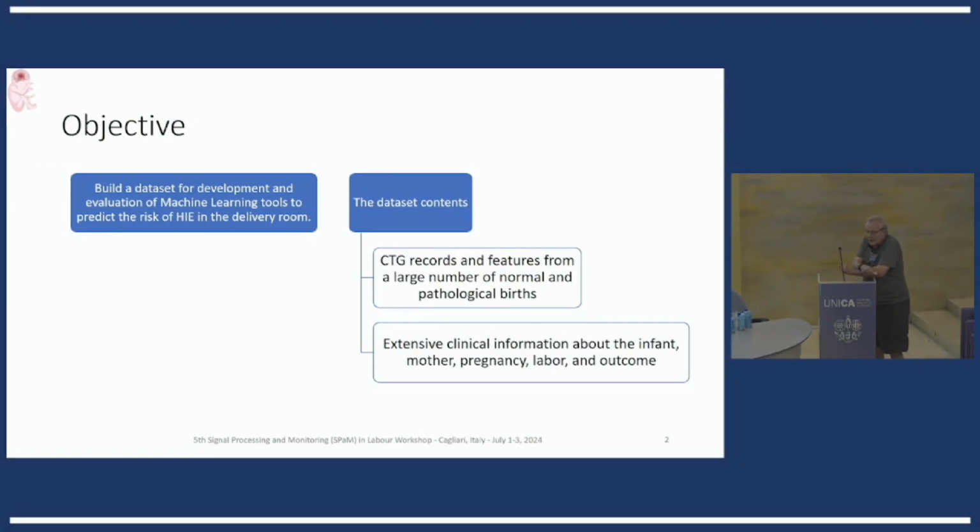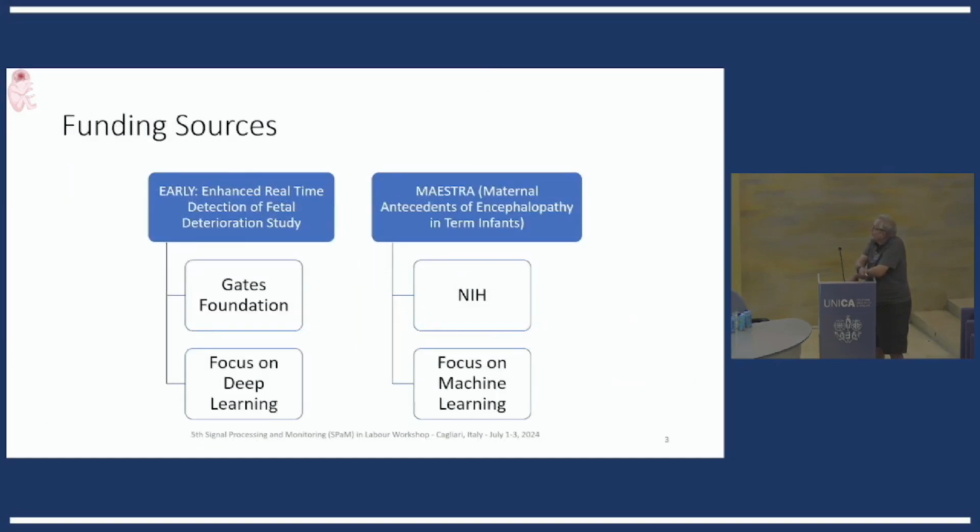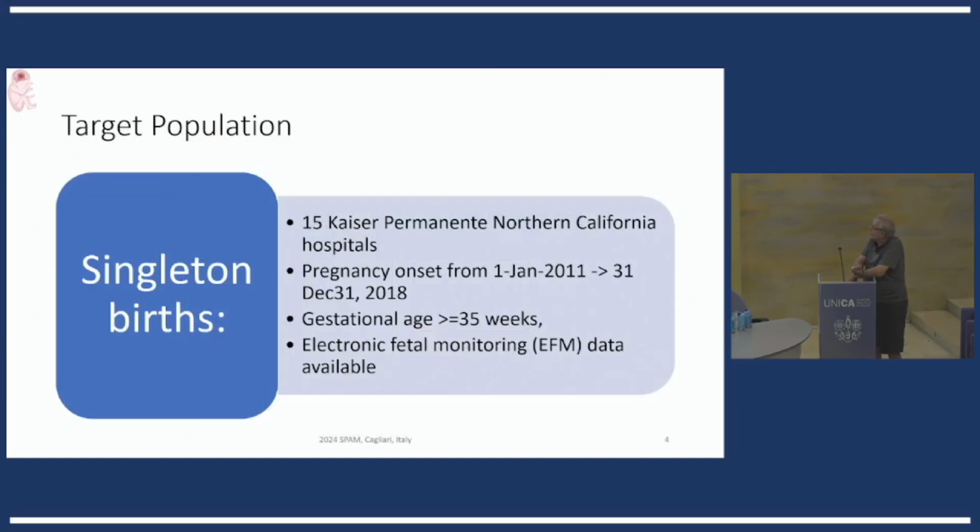And to start with, we wanted the database to include both CTG records and extensive clinical data about the mother, the fetus, and the progress of labor. And basically it was designed to support 2 research grants, one from the Gates Foundation with a focus on deep learning, and one from NIH on a focus of sort of classical machine learning, although in fact the 2 cross over a lot. I mean, it's a situation where they're synergistic.